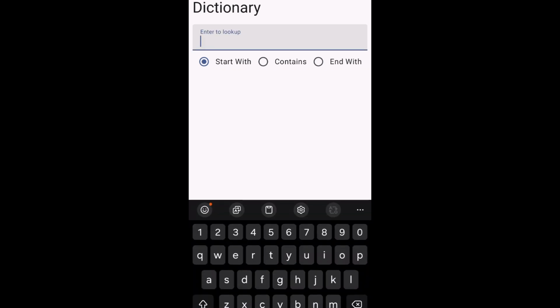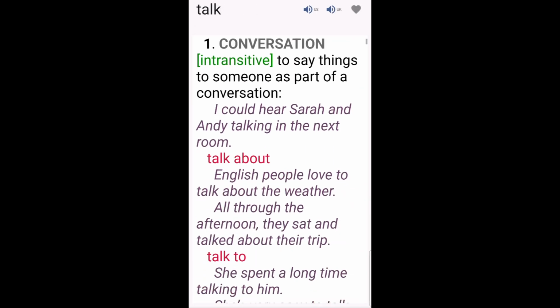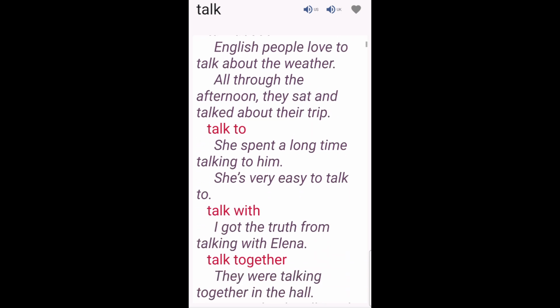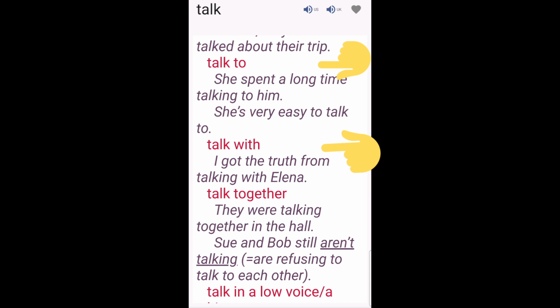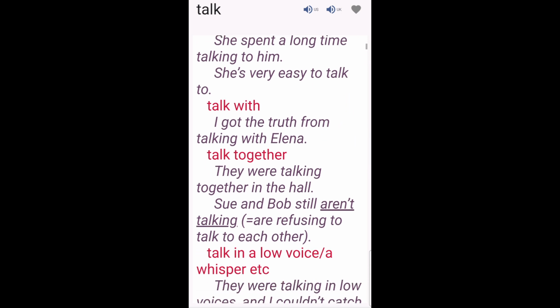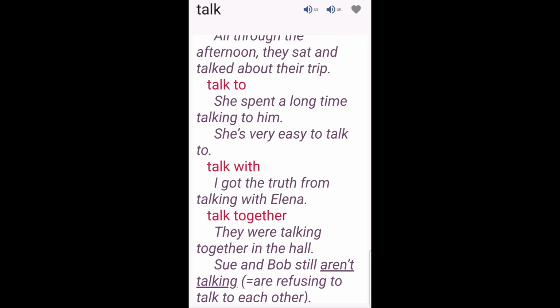By checking the dictionary. Let's look up the word talk in the dictionary. If we check its usage, we can see that it is often followed by to: talk to someone. This tells us that talk needs the preposition to, not for. By checking prepositions in the dictionary, students can avoid common mistakes and use words naturally in sentences.